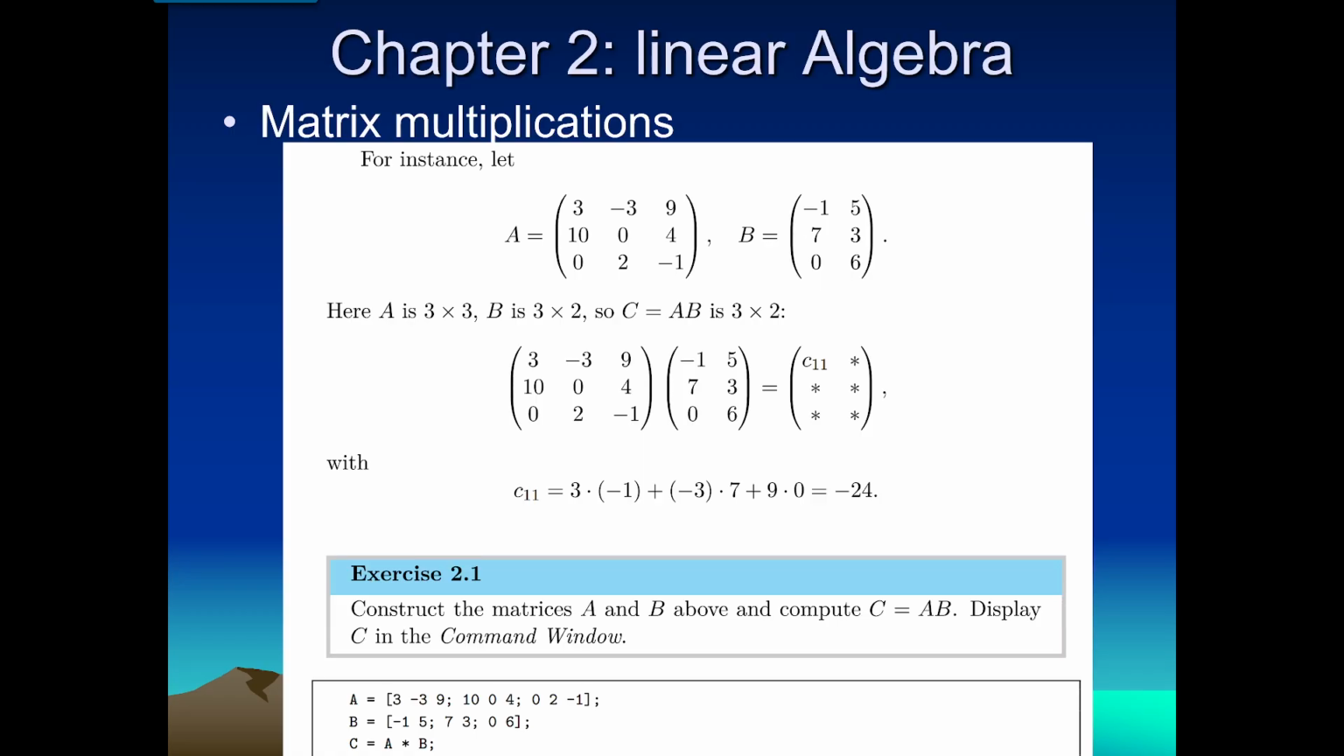2 times 8, okay. So the product of two matrices has a number of rows equal to the number of rows of the pre-multiplying matrix and a number of columns equal to that of the post-multiplying matrix, right? The matrices must be conformable. That is, the number of columns of the pre-multiplying matrix must be equal to the number of rows of the post-multiplying matrix.